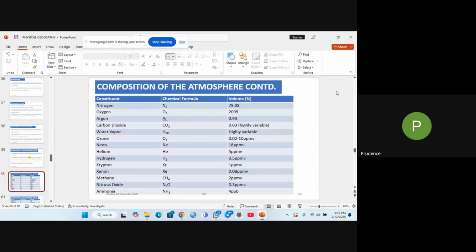Please, I'm to mention the first six and their percentages. Okay, we have nitrogen 78.8. We have oxygen 20.95. We have argon 0.93. Carbon dioxide 0.03. Then water vapor, highly variable. Then we have the ozone 0.2 to 10.